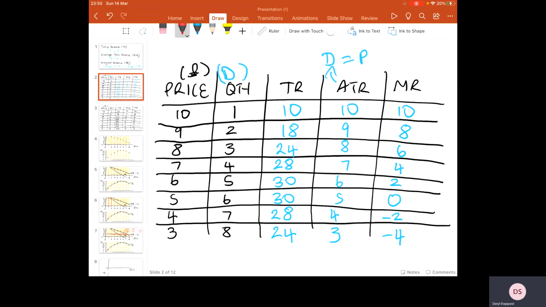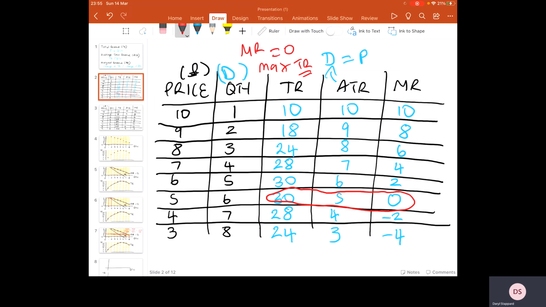Now, there's another interesting point on this table as well. When MR equals 0, the business will maximize total revenue. So when MR equals 0, we maximize total revenue. So this point here is called revenue maximization. So that will occur when MR is equal to 0.